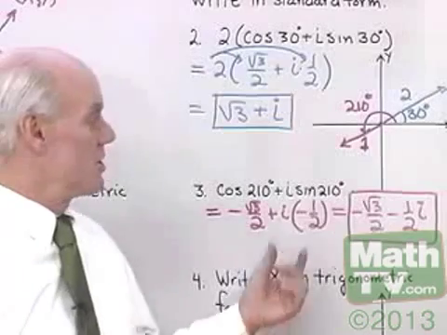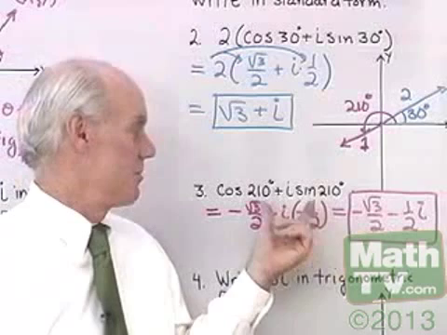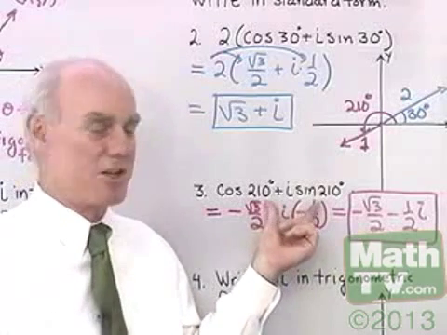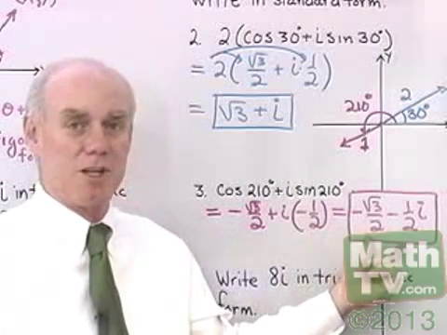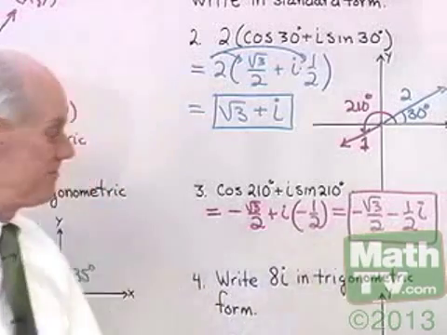So going from trigonometric form to standard form is really very direct. You just simply look up the values of these trig functions and then simplify until you get something that looks like it's written in standard form. Let's look at another problem here.